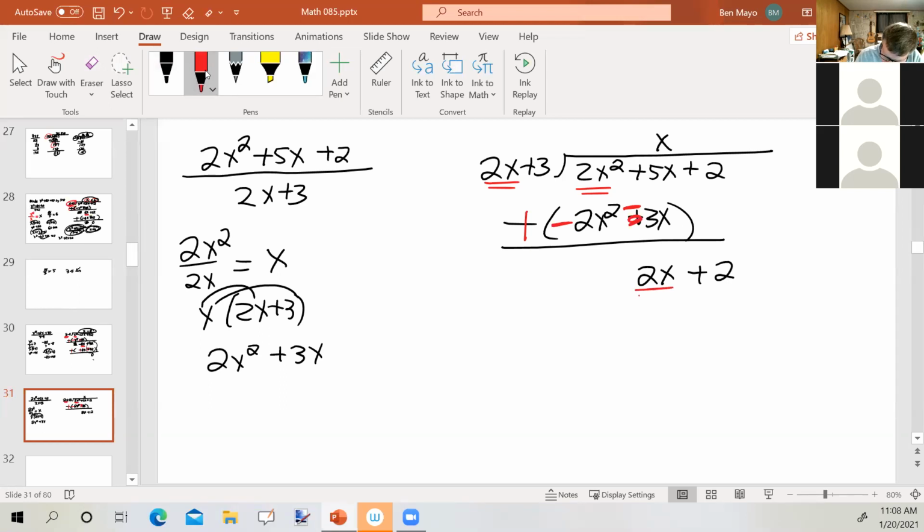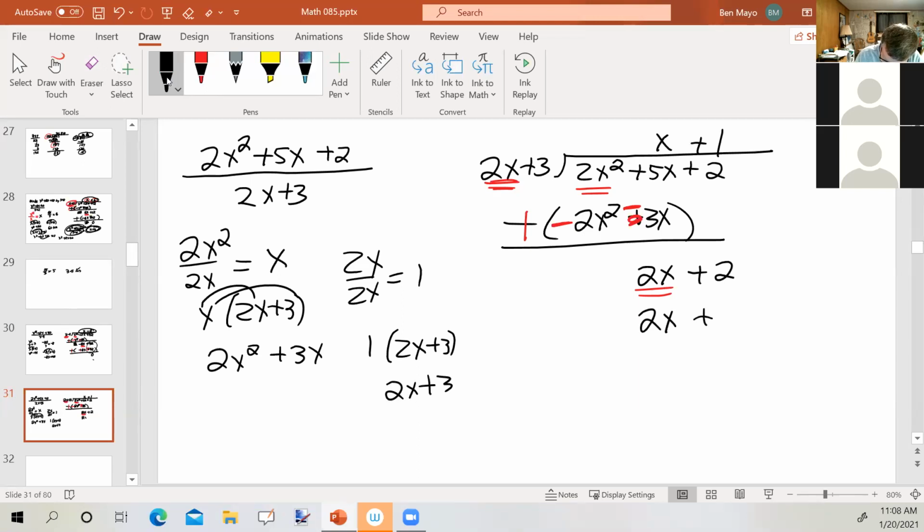I'm going to divide the inside leading term by the outside leading term. 2x divided by 2x is a plus 1. So then I'm going to take 1 times 2x plus 3, which is just 2x plus 3. Okay. I'm going to subtract that quantity from, oh, that's a long subtraction sign there, from what's up above. Going to change it to addition of the opposite. 2 plus negative 3 is negative 1. 2x plus negative 2x is 0.